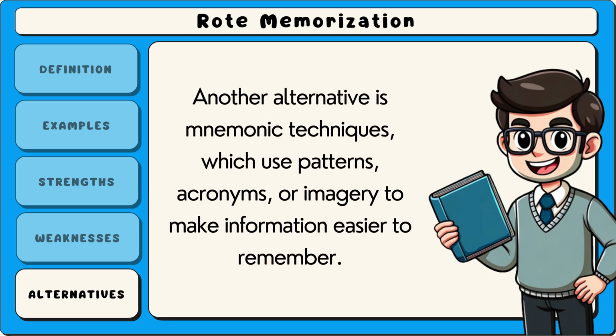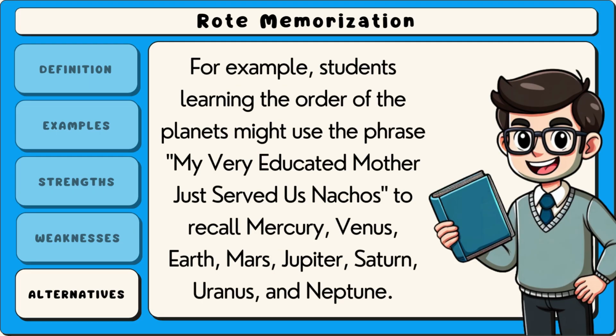Another alternative is mnemonic techniques, which use patterns, acronyms, or imagery to make information easier to remember. For example, students learning the order of the planets might use the phrase, "My very educated mother just served us nachos," to recall Mercury, Venus, Earth, Mars, Jupiter, Saturn, Uranus, and Neptune.